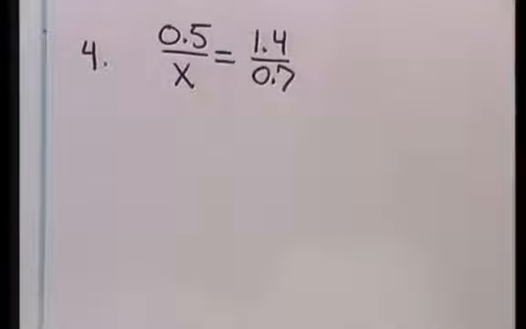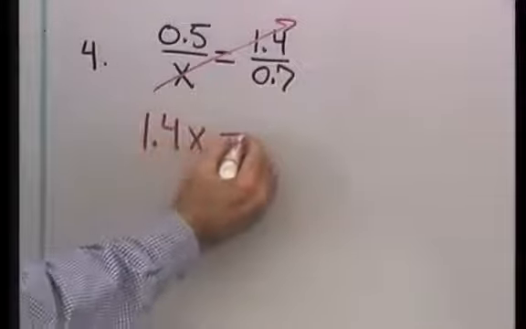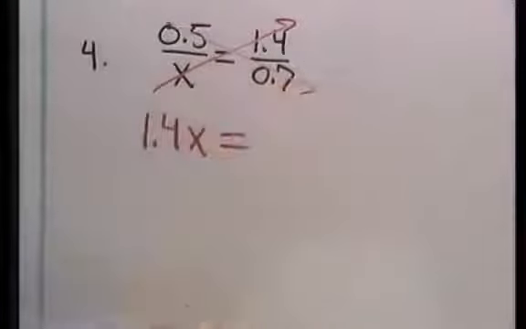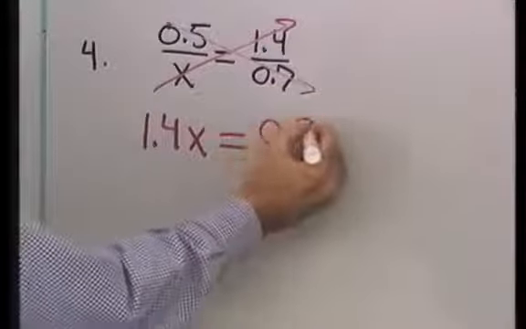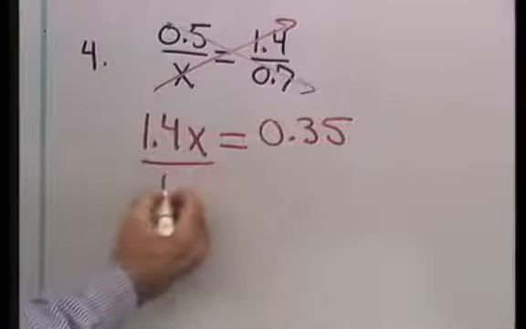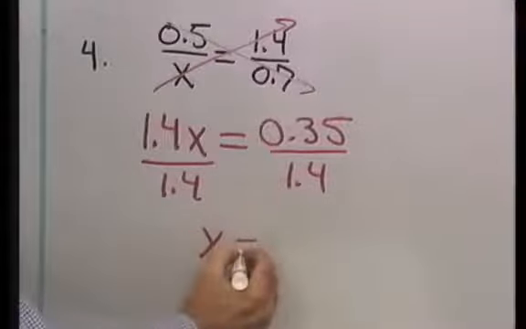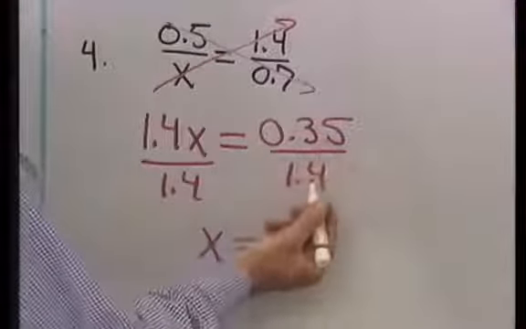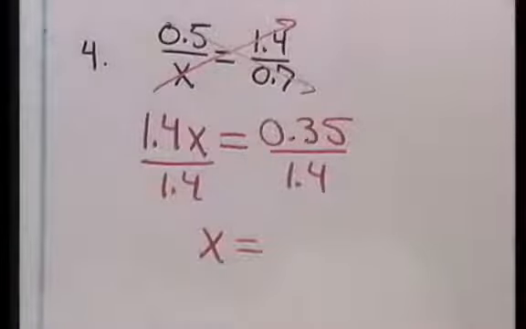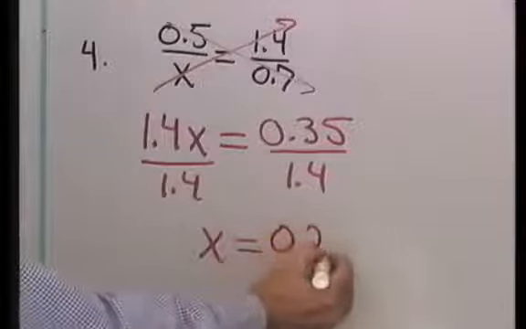0.5 over x equals 1.4 divided by 0.7. So let's multiply x times 1.4. So I have 1.4x is equal to 0.5 times 0.7. Well, that will be 0.35 when I multiply those two together. 0.35. So now let's divide both sides by 1.4. So I end up with x is equal to 0.35 divided by 1.4. When I do that division, 0.35 over 1.4 on a calculator, I get 0.25.